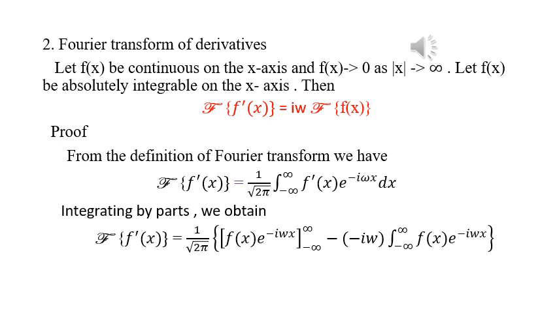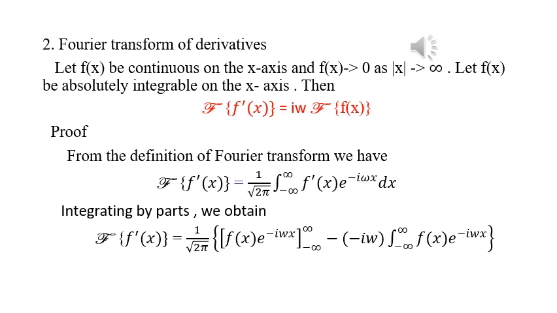So let us go to the proof. From the definition of Fourier transform, we can write the Fourier transform of f dash of x is equal to 1 by root 2 pi integral minus infinity to infinity f dash of x into e raised to minus i omega x dx. Now, since we have two functions, that is f dash of x and e raised to minus i omega x, we can integrate by parts.